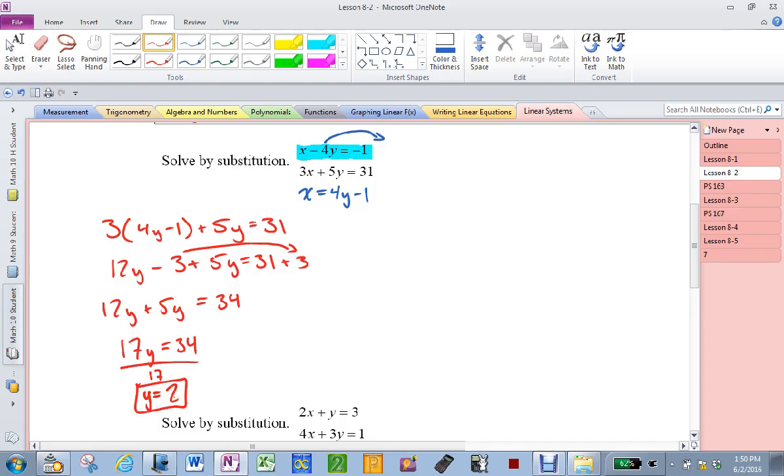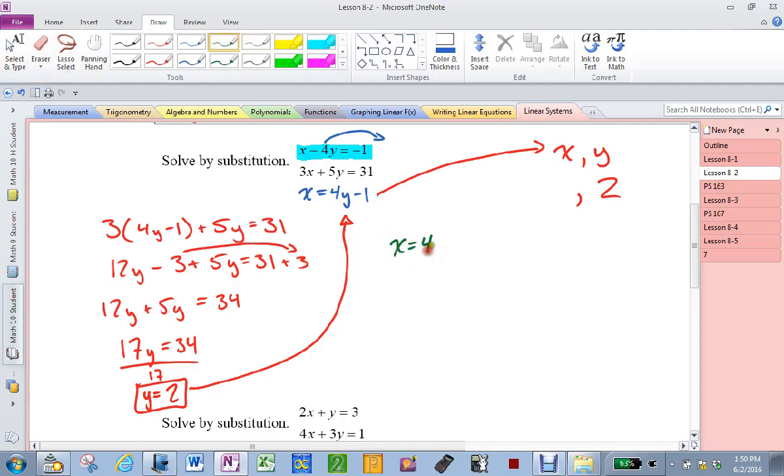Y equals 2. You're smart kids. There's two variables. There must be an x and a y, correct? Well, what do I have? Y equals 2. Right? So what's missing? X. This x is still an x, isn't it? But doesn't x equal 4y minus 1? And doesn't y equal 2? So what do I do with that 2? Goes in right there.